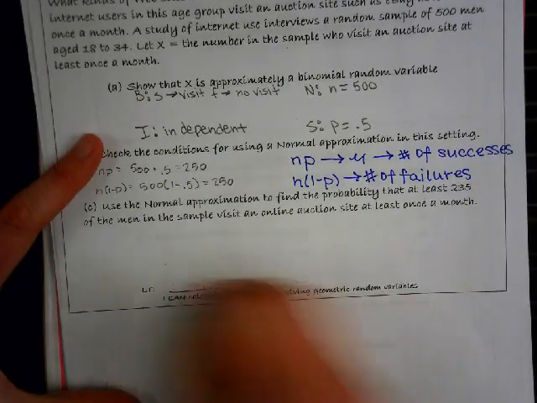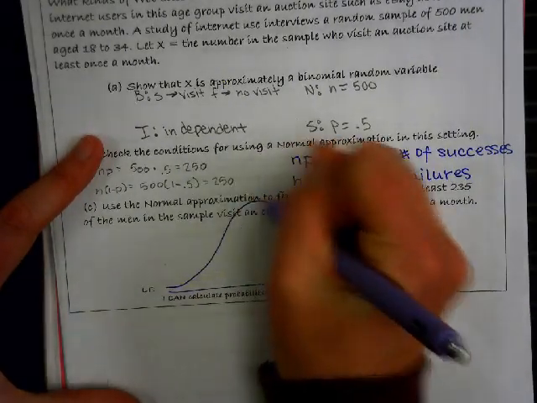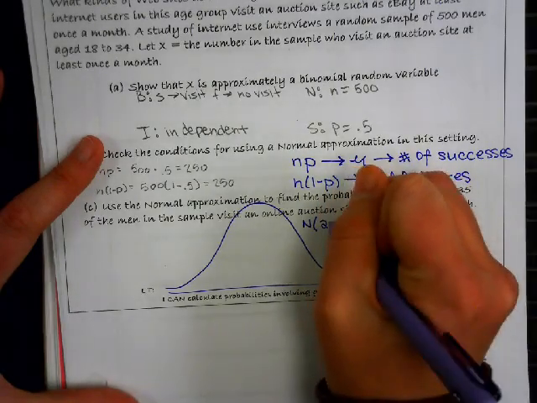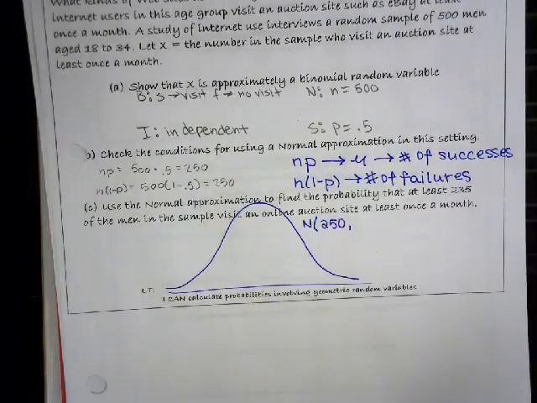So we're going to draw that. The mean is n times p, or 250.